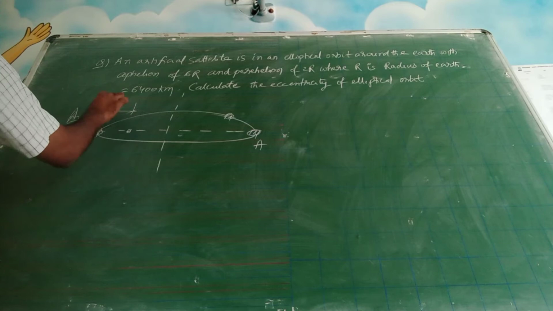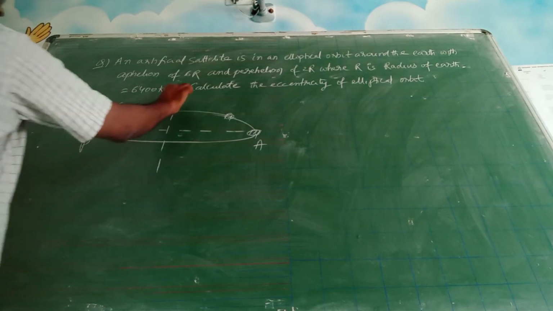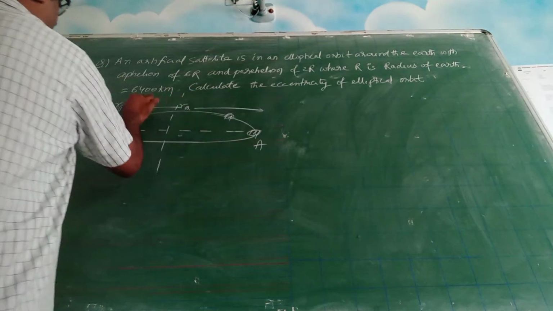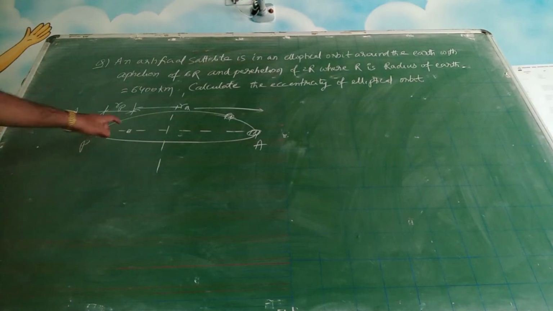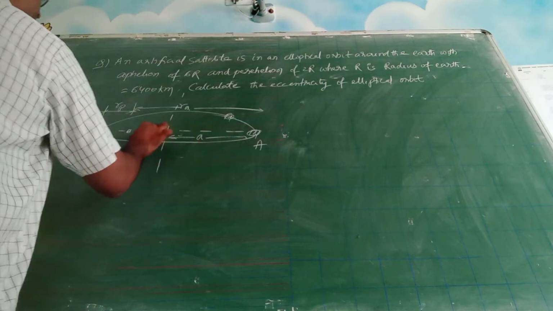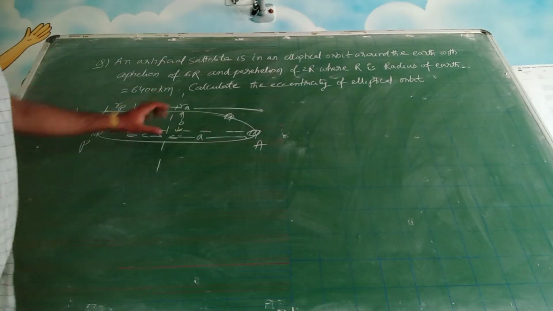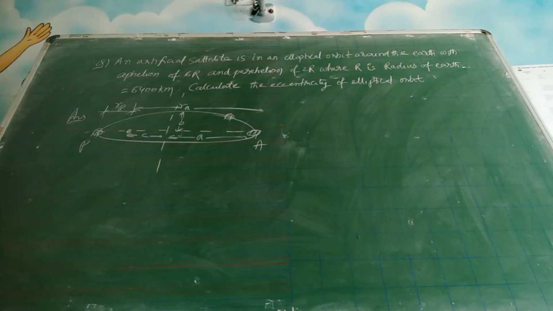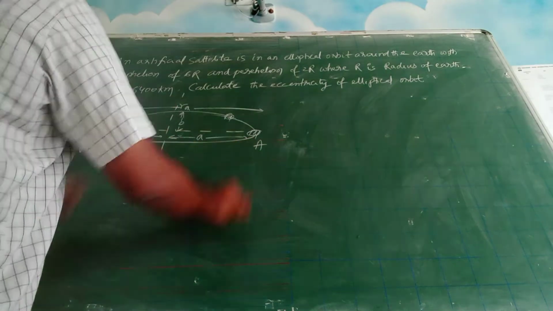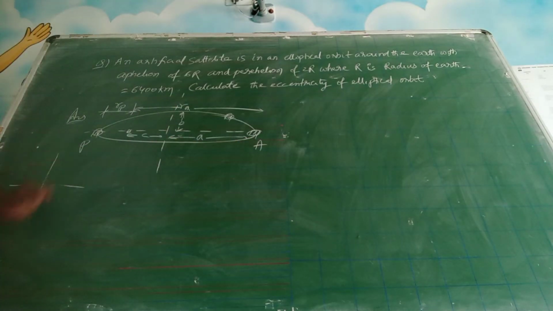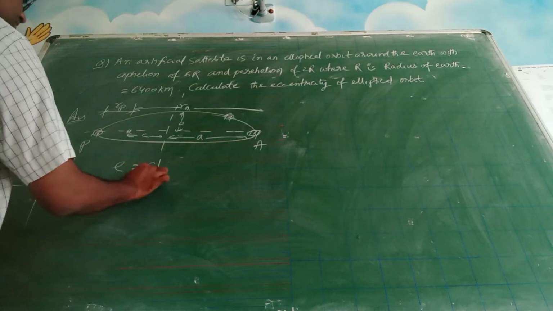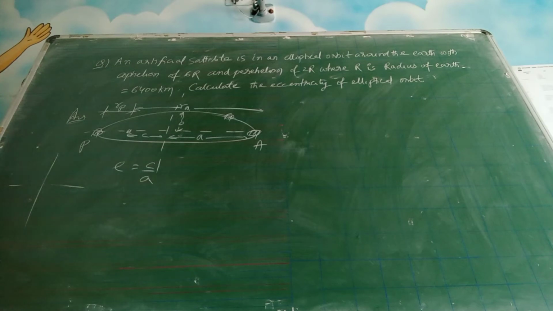So let us mark the distances now. This is RP and this is RA. We have taken this focus as the reference point. Let us say this distance is A, this is C, and this distance is B. So this is the semi-major axis and this is the semi-minor axis. This is major and this is minor. Now eccentricity is what is being asked. Eccentricity is defined as c divided by a. For that we have to use the information given in the question.